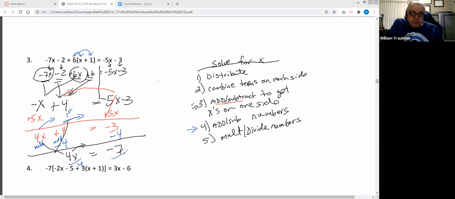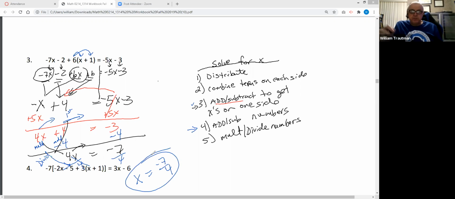Divide by 4, divide by 4. 4 divided by 4 is 1x. -7 divided by 4 is a decimal, so we leave it as a fraction. That's the answer to number 3.